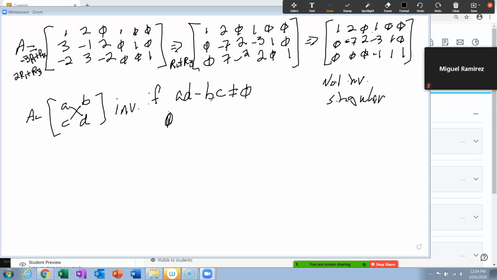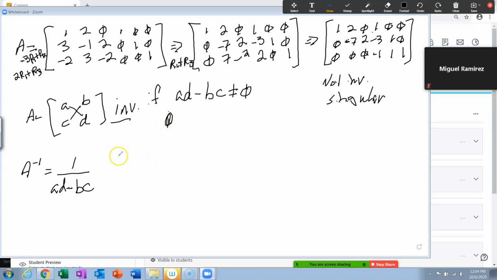Okay? Now, what is the inverse then? This tells you it is invertible. What's the inverse? Well, A inverse would then be 1 over, and by the way, this is called the determinant, AD minus BC. That's why it can't be 0.